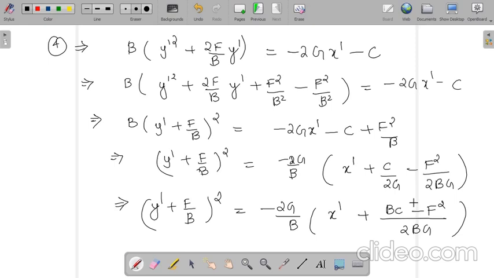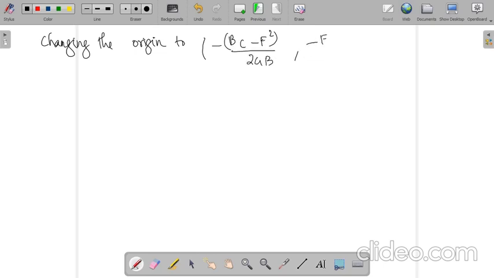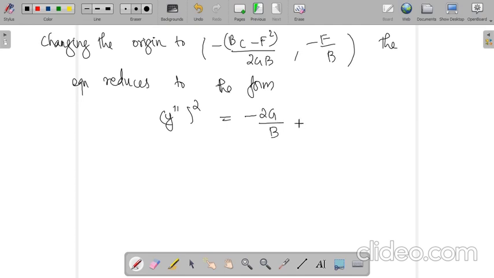Now we take a translation, because this is not centered at the origin. So taking a translation, you will get the standard equation of the parabola. So changing the origin to minus bc minus f square by 2gb and minus f by b, the equation will reduce to, so using a translation, from the given vertex we are shifting the vertex to the origin. So the equation reduces to the form. So let me write the new coordinates as y double dash. So you get y double dash square equal to minus 2g by b x double dash. So this is the required form.